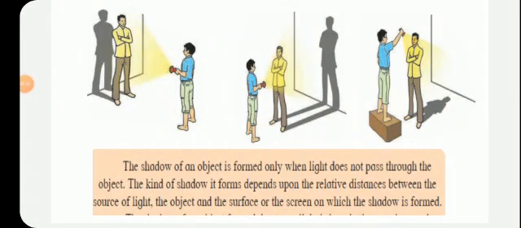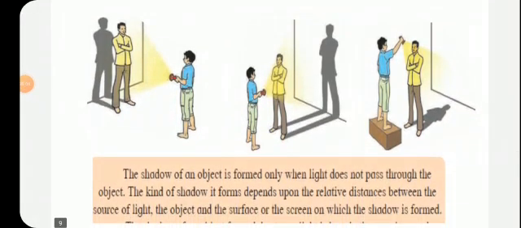Children, just now you had seen how the shadow is formed. A shadow is formed when the source of light falls on an opaque object. At that time, the light cannot pass through it, and that's why a dark image is formed behind the object, which is called the shadow of that object.